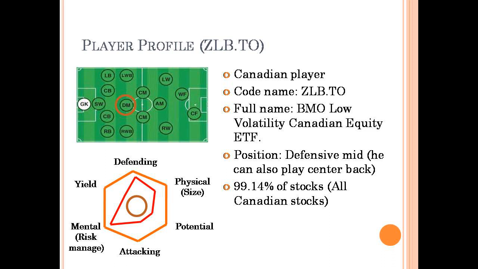And now let's take a look at the diagram. If you take a look, defending and mental are very high, so he has pretty good risk management. However, he has low potential and attacking is a little low as well. He lacks creativity a little bit. However, he's a very consistent player with very small ups and downs. He has very good defending skills.